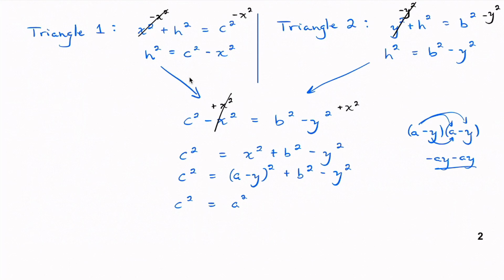So those two I can actually put together. So that's going to give me minus 2ay. And then lastly, I have a minus y times a minus y, that's going to be positive y squared. Okay, and then just write out the b squared minus y squared. So plus b squared minus y squared.